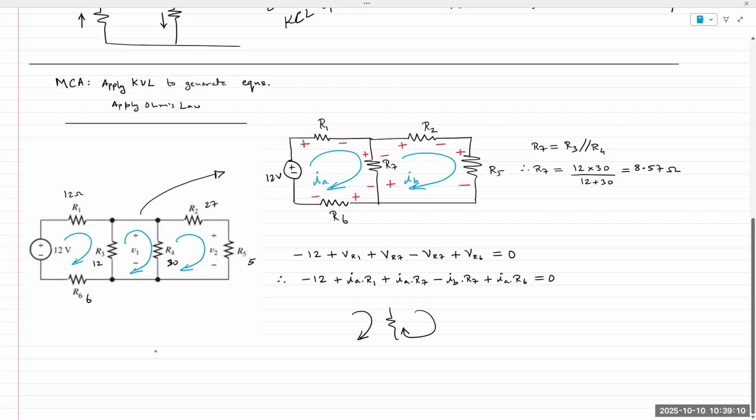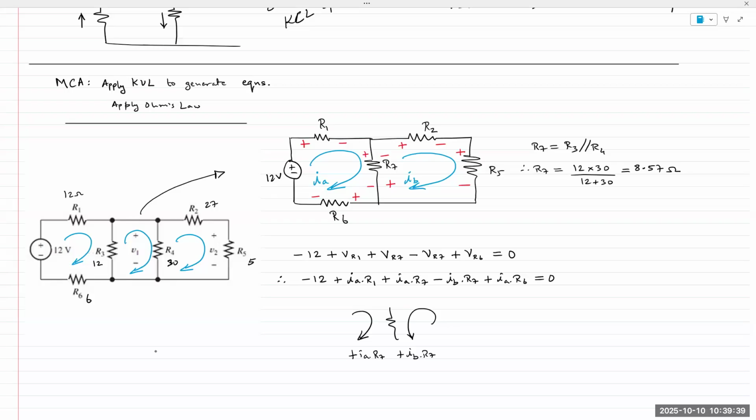But instead of flowing like this, if I had chosen IB to flow like this, then it would be plus IA R7 plus IB R7. So it's solely due to the choice of the mesh current direction. And similar to node voltage, it does not matter what we choose because it will balance out in the end.